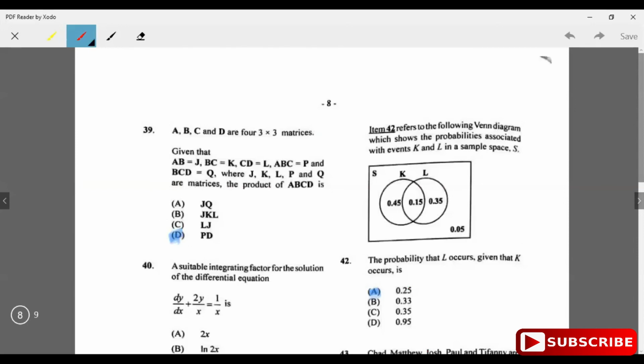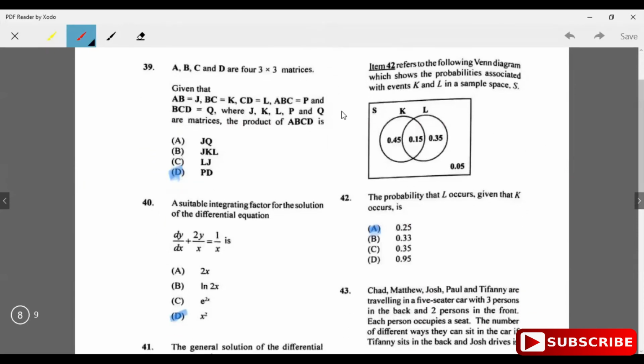Question 39, the easiest question on the paper. It says AB is J, BC is K, CD is L, ABC is P, BCD is Q, and find the product of ABCD. ABCD can be broken up in three ways. You can break it up as AB times CD, so JL. In this case, we're going to break it up as ABC times D. But they told us that ABC is P. So it works out to be P times D.